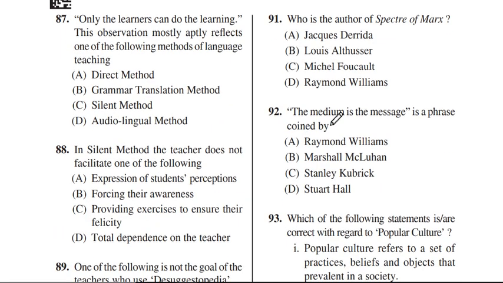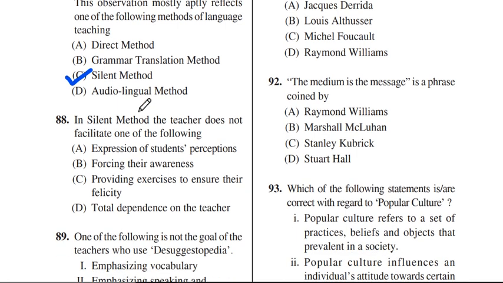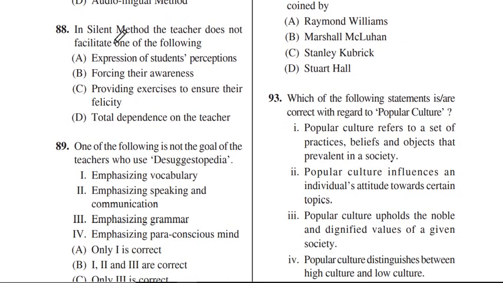Next one, question number 87. Only the learners can do the learning. This observation mostly aptly reflects one of the following methods of language teaching. Silent method. Next, question number 88. In the silent method, the teacher does not facilitate one of the following. Total dependence on the teacher.